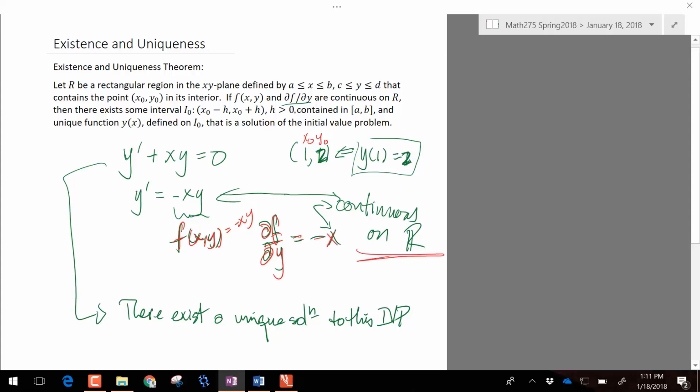So that's the conditions. The conditions are that you want the solution to this differential equation to contain this point, and then you want your f of x, y, which is the result after you solve for y prime by itself, and the partial of that function with respect to y to be continuous on some interval. In this case, the interval is all real numbers. So if that's the case, then the conclusion says that there's going to be one function that satisfies this differential equation and this initial condition.